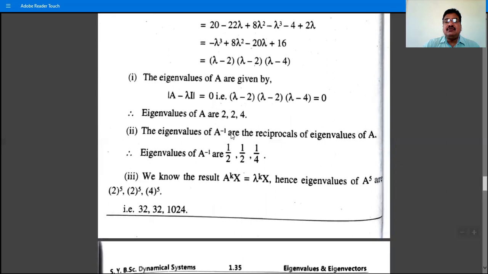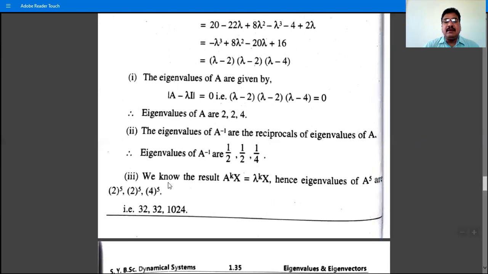Then what are the eigenvalues of A inverse? The reciprocals of the eigenvalues of A. That is, the eigenvalues of A inverse are 1 by 2, 1 by 2, 1 by 4. So this is important for MCQ type questions. If the eigenvalues of A are 2, 2, 4, then what are the eigenvalues of A inverse? 1 half, 1 half, 1 by 4. Okay? Reciprocals of these values.